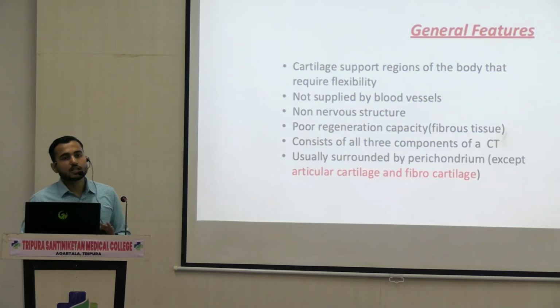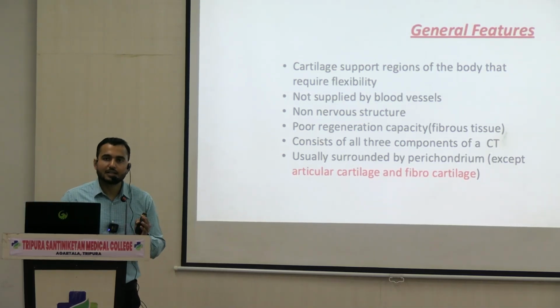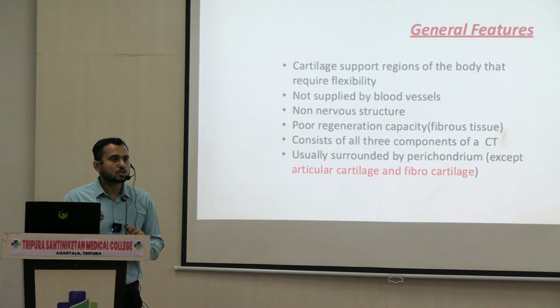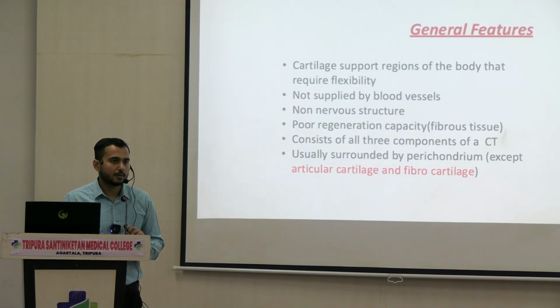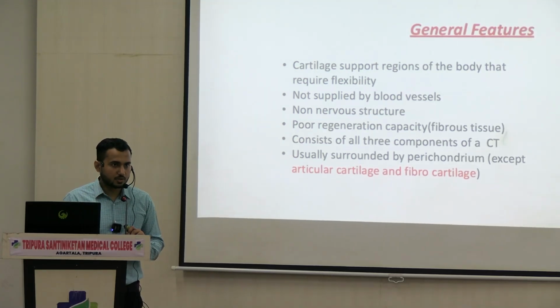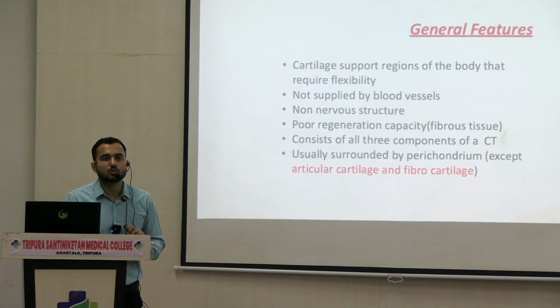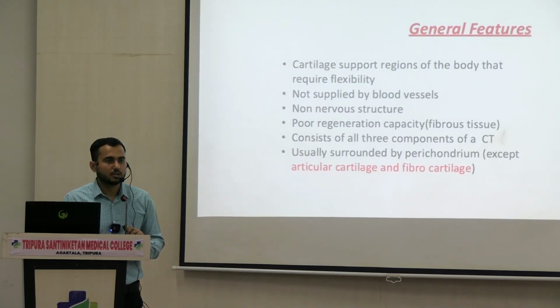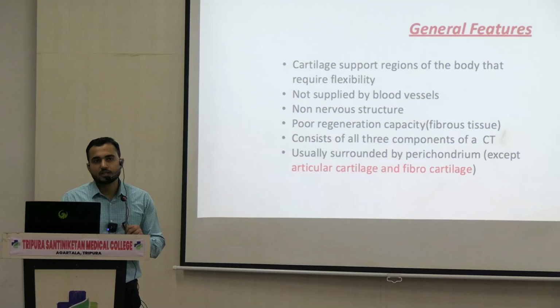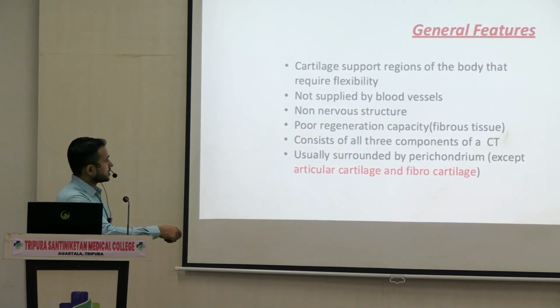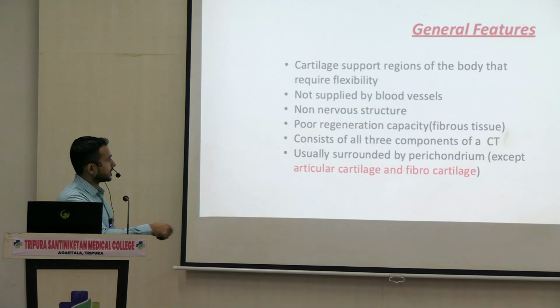Now, as a result, what happens? The cartilage is very weak in healing. Suppose cartilage का मान लो damage होता है, तो उसका healing बहुत slow होगा. If a structure is avascular, direct blood supply नहीं है, then the healing is very slow. बहुत slow होता है healing. Which can be seen in case of cartilage. Now another important point, it consists of all three components of the connective tissue.